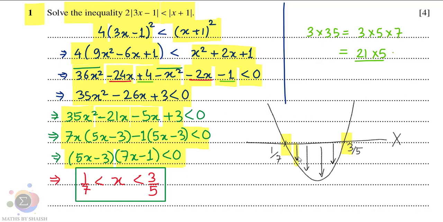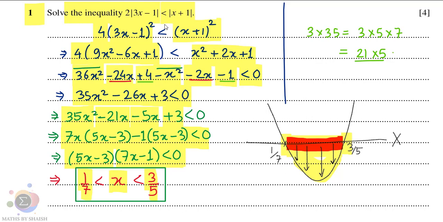Less than 0 means this part of the curve. For this part of the curve we have these x values, so these would be the values of x. So we can write it as x in between, that is greater than 1 by 7 and less than 3 by 5. We can see from here. So that's one way.